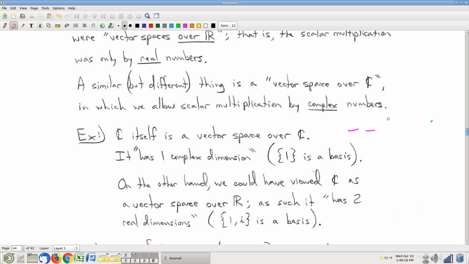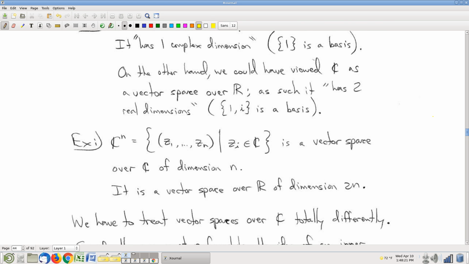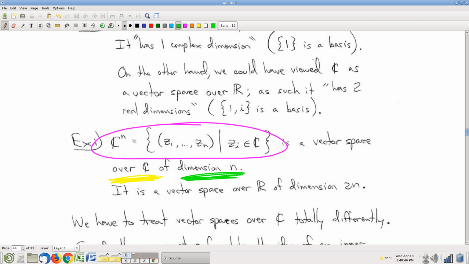Okay. Here's an exercise for you all to work out on your own. Cn. This is something we're going to study quite a bit today, anyway. Cn is just like Rn, just instead of having all real coordinates, it now is allowed to have complex coordinates. And if you allow complex scalars, I claim that the dimension is n, whereas on the other hand, if you were to allow only real scalars, the dimension would be 2n.